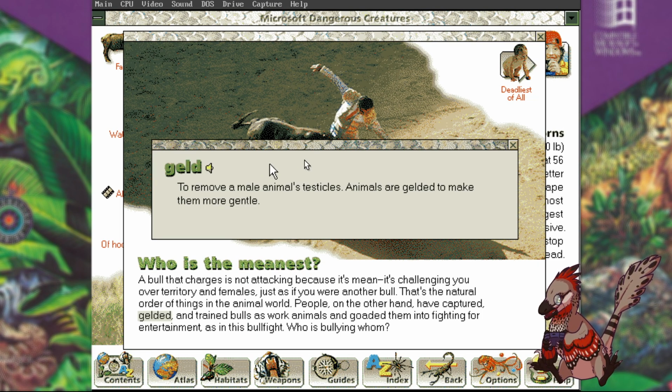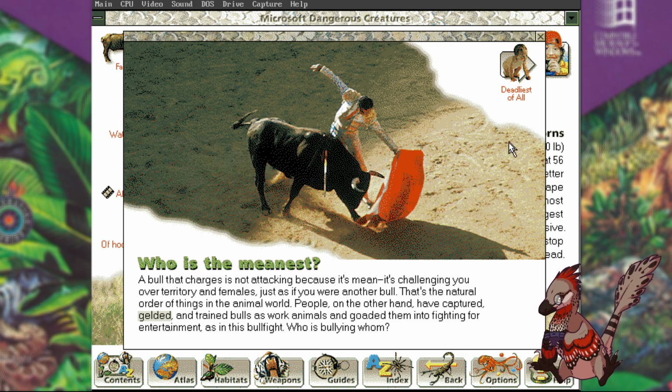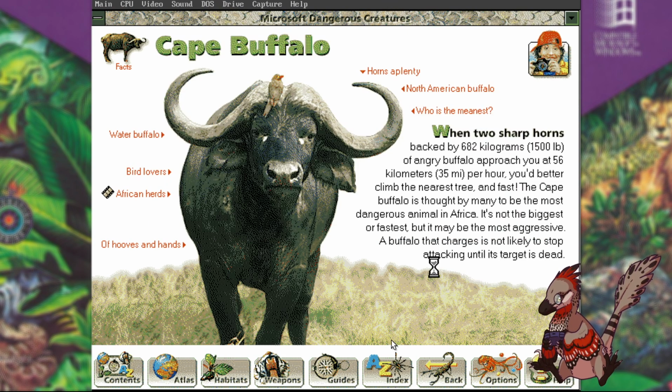Geld. All right, to remove a male animal's testicles. Animals are gelded to make them more gentle. I did not know that was what the term gelding meant. All right, let us continue our tour.